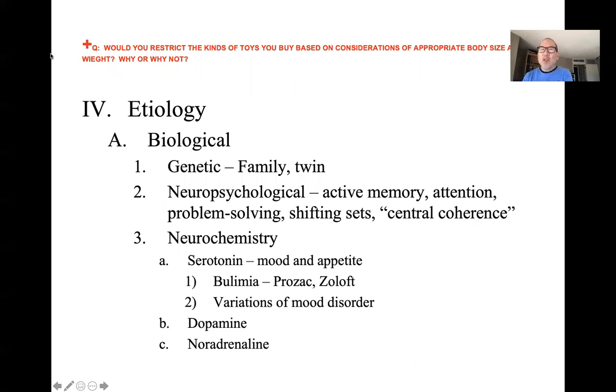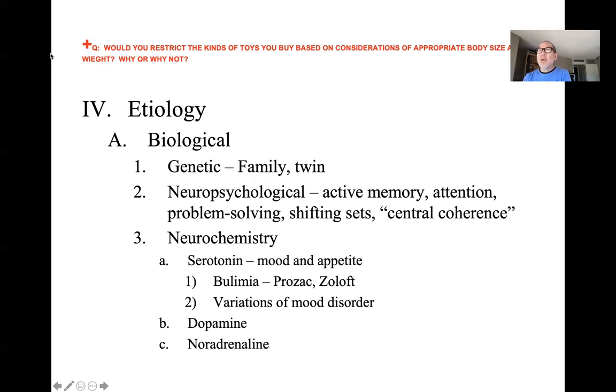So, what is the etiology of eating disorders? Well, there's certainly a lot of data to support a genetic component. It tends to run in families. Monozygotic twins tend to be more comorbid for these disorders than dizygotic twins. There seem to be some neuropsychological differences, with those who suffer these disorders having more problems with active memory, attention, and problem solving. Dealing with stress, for example, may reflect some problem solving impairment.